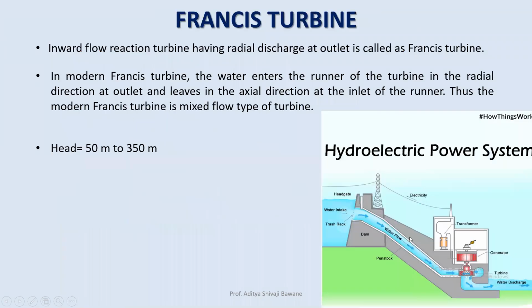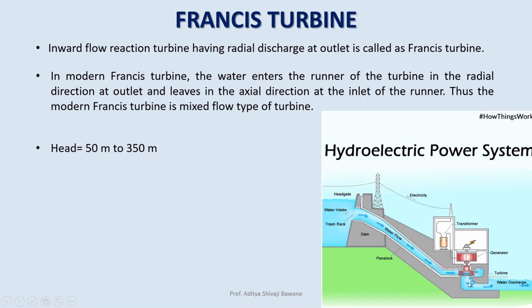Now if you see this layout, water which has been stored inside the dam is carried through the penstock or pipe, and it has kinetic energy. That kinetic energy is given to this scroll casing. In this case, the kinetic energy is converted into partial pressure energy, and that kinetic and pressure energy both are used to rotate this shaft.